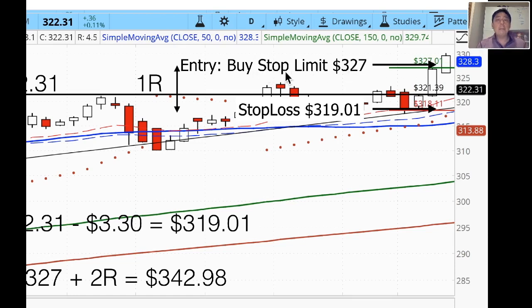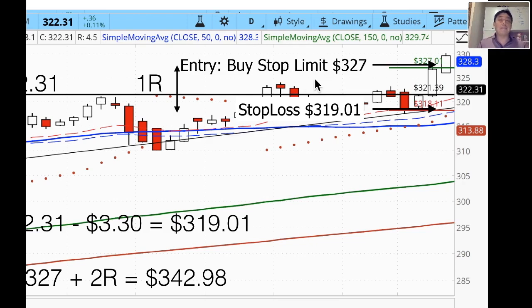Remember, when you place a buy stop limit order, there are 2 prices. There's the stop price and there's the limit price. The stop price is your intended entry price, which in this case is 327. That means the next day, if the price goes to 327, it would trigger your order and convert it to a market order. A market order means it will buy at whatever is the market price. So we must always put a limit.